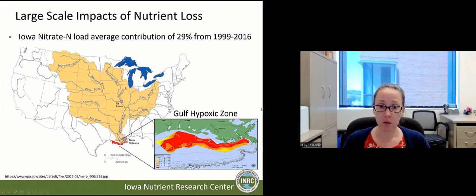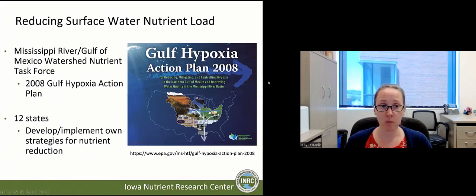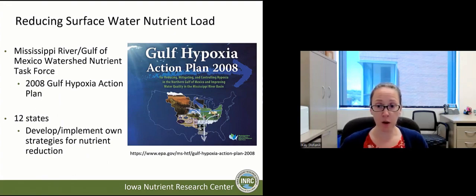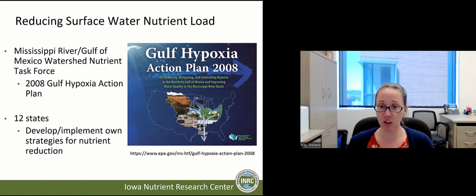So to help reduce this hypoxic zone, the Mississippi River Gulf of Mexico Watershed Nutrient Task Force put out a Gulf Hypoxia Action Plan in 2008. The purpose of this plan is reducing the size of that hypoxic zone through controlling and mitigating nutrient loss in the Mississippi River Basin. Now, 12 states in the Mississippi River Basin, including Iowa, were called on to develop and implement their own strategies for nutrient reduction. So this is a state-by-state nutrient reduction to improve the overall quality of the Gulf of Mexico.